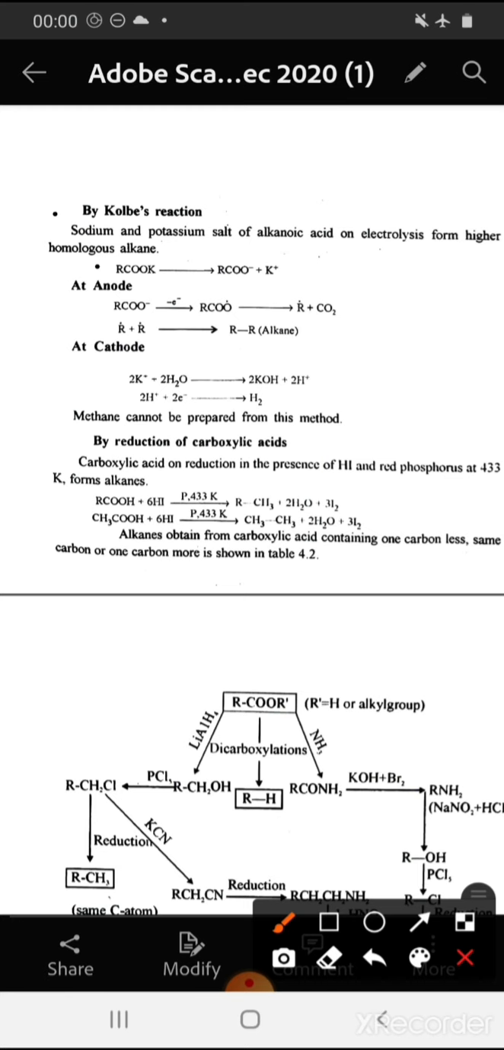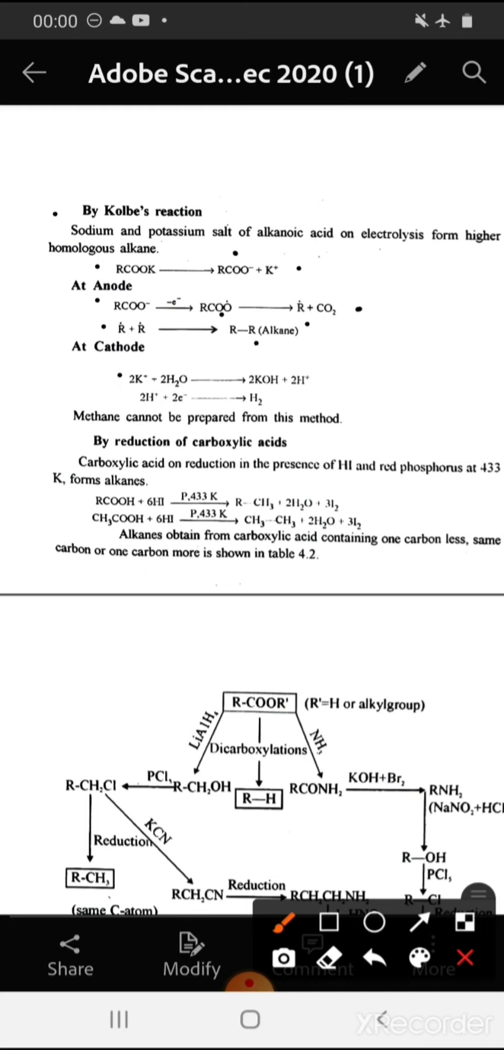Potassium salt of carboxylic acid on electrolysis gives carboxylate anion and potassium cation. At anode, carboxylate anion, after losing one electron, converts to carboxylate free radical, which on evolution of carbon dioxide gives alkyl free radical. Two alkyl free radicals combine to give an alkane.